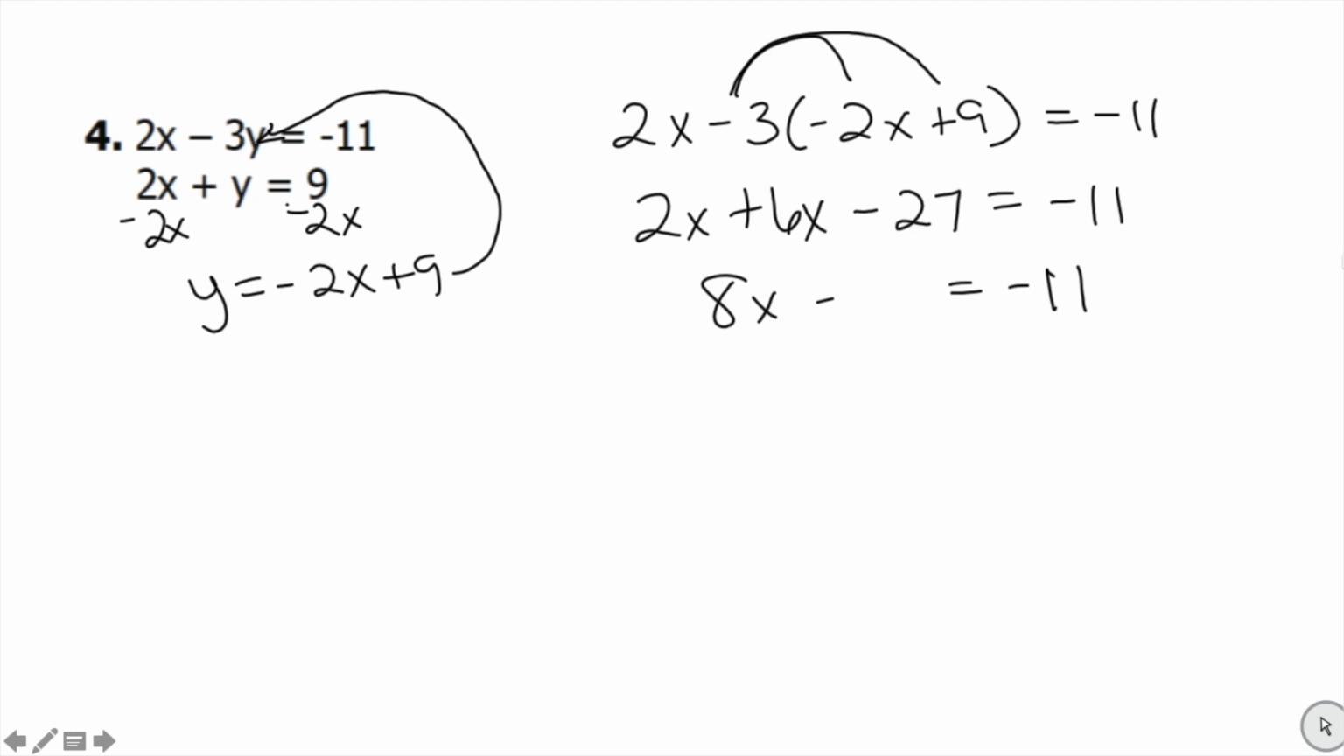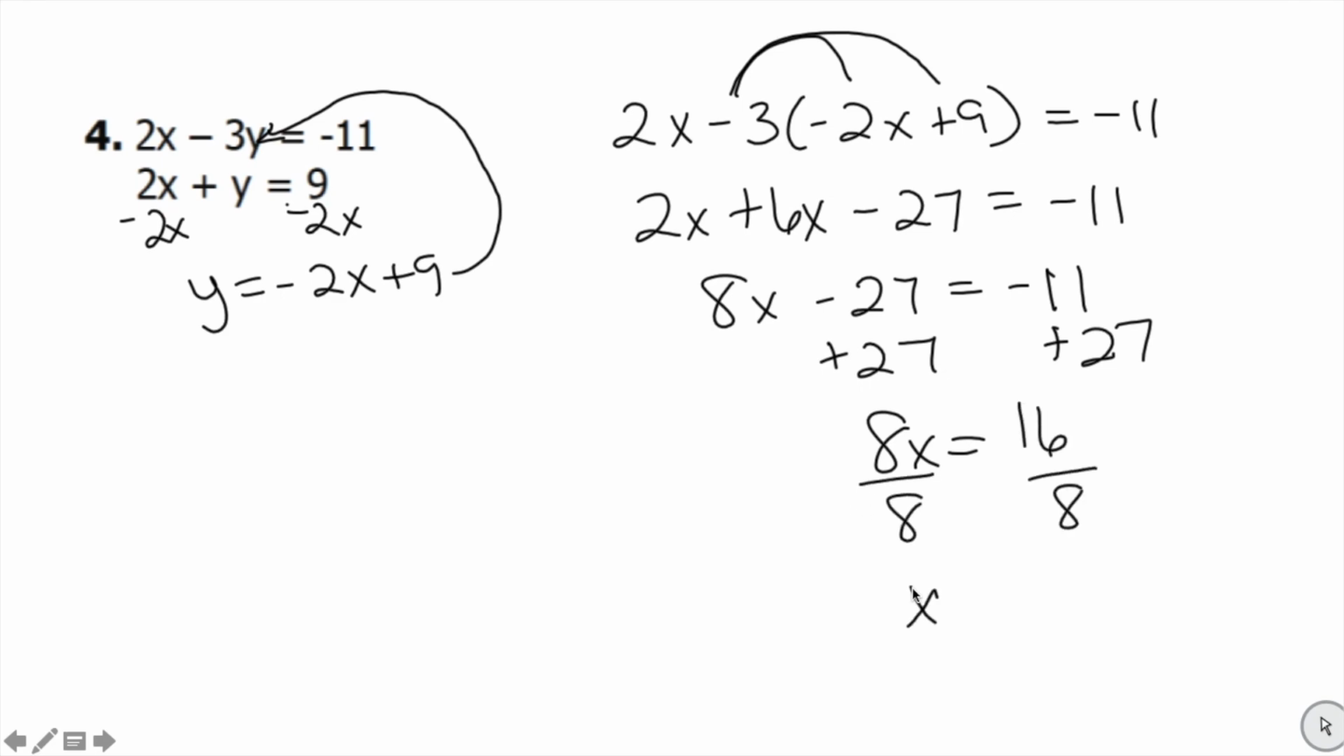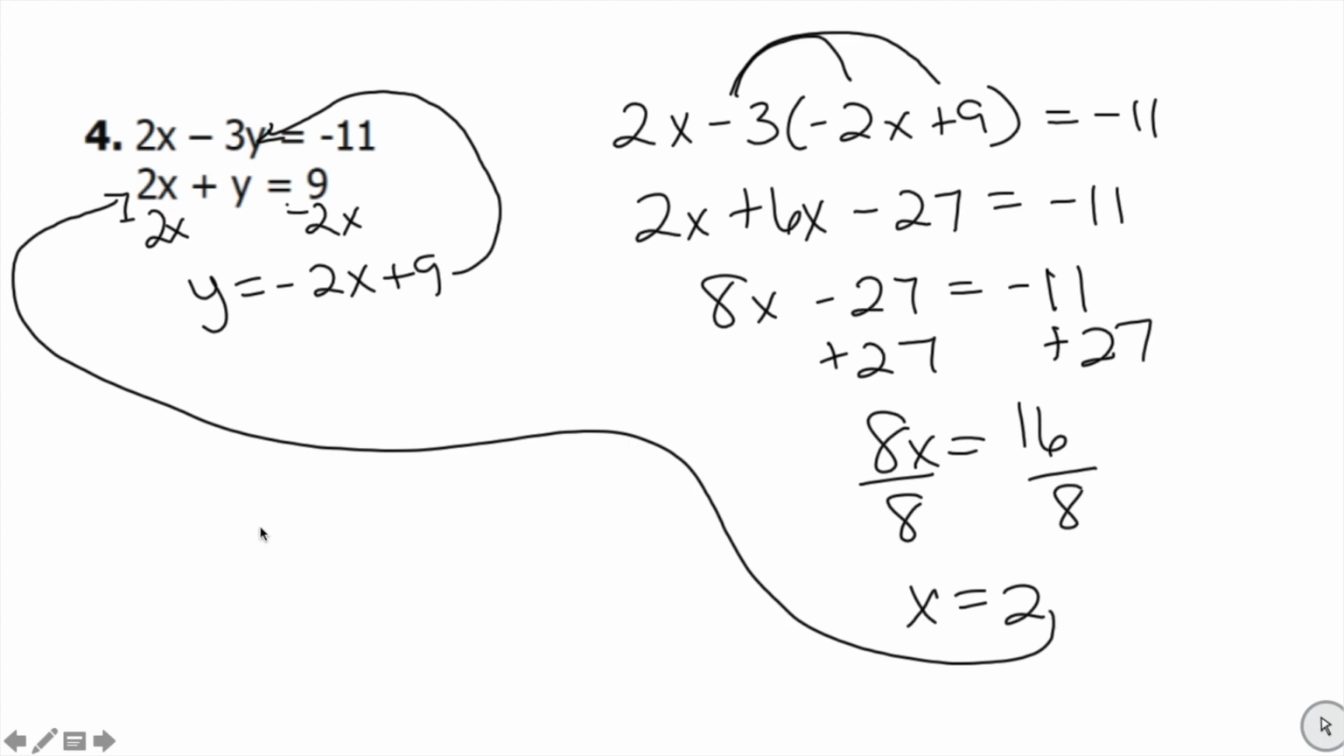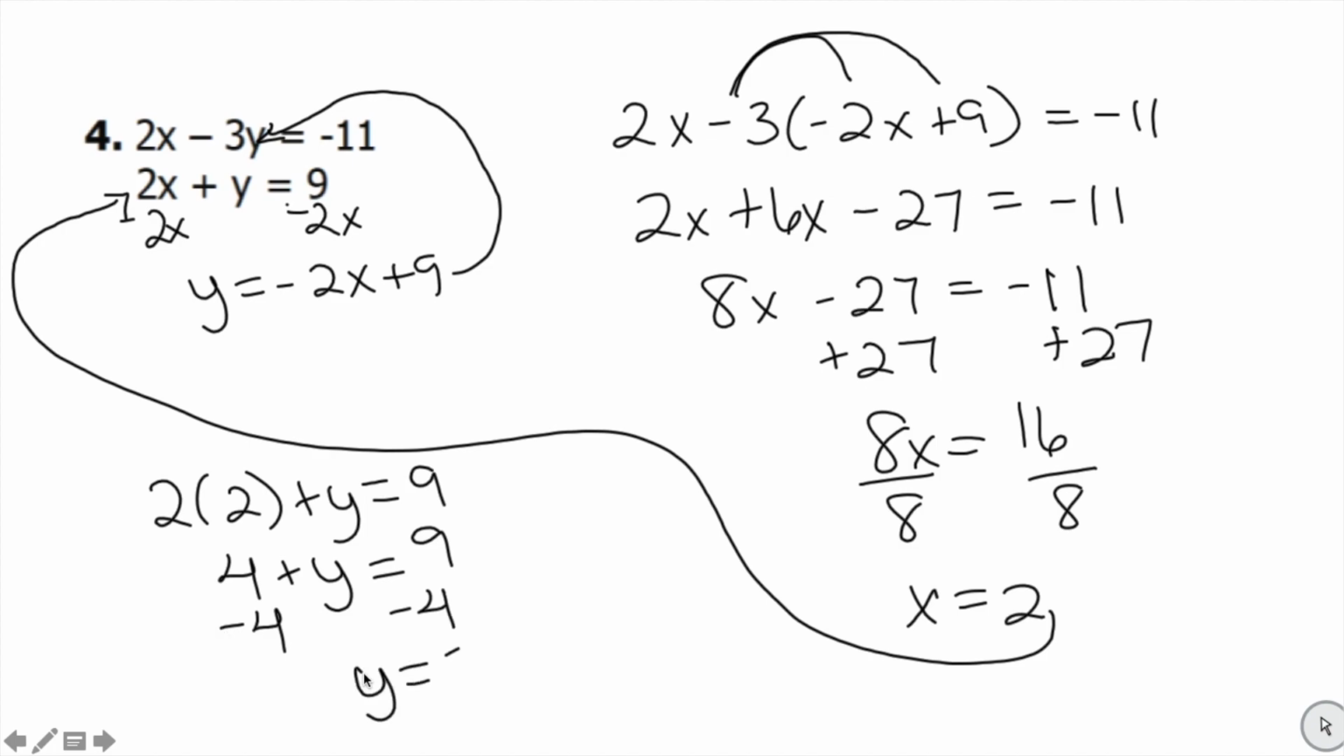I'm going to rewrite that. This was -27. Add 27. And you're left with 8x equals, so a -11 plus 27 would be a +16. Divide by 8, and you get 2. So take your x equals 2. I would plug it back into this one because it's easier. So 2 times 2 plus y equals 9, gives us 4 plus y equals 9. Subtract 4, and you get y equals 5. So your solution is x first, then y, so 2, 5.